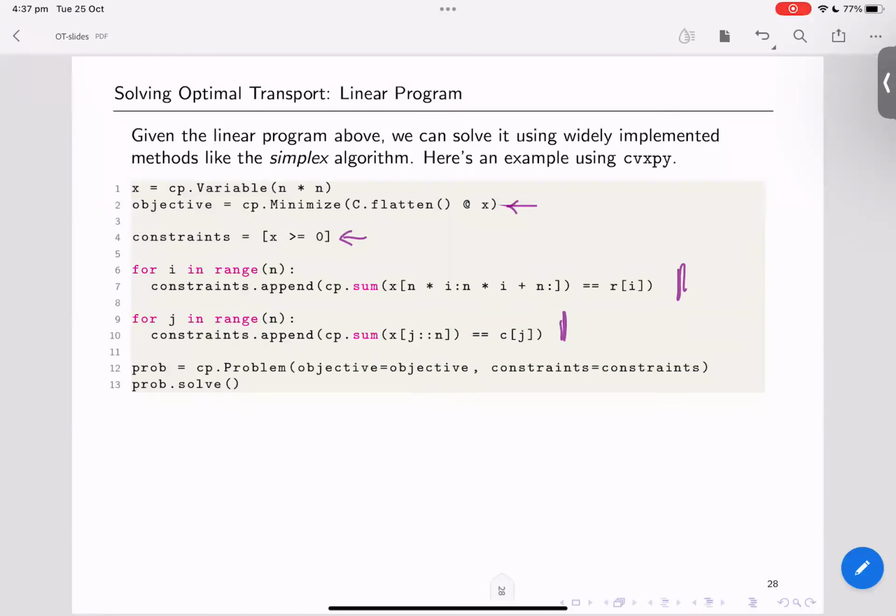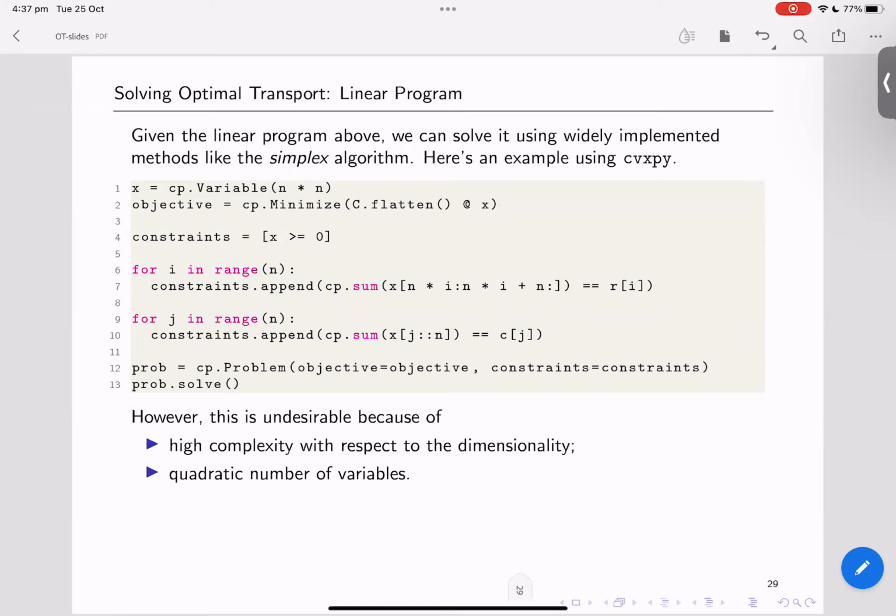If you look at this problem, you will say the variable Rx is n squared dimensional, right? If we have a vocabulary of 10,000 words, that's going to be very hard to solve, because it's going to be 10,000 squared variables. So that's a huge problem with optimal transport. Even if you know how to solve it, it's not going to be solved in a short amount of time.